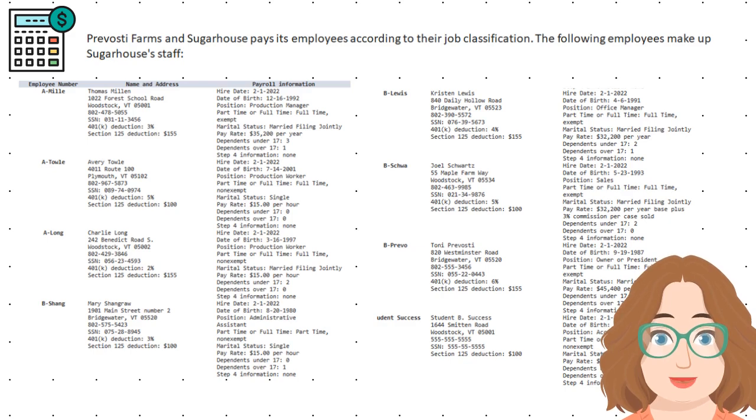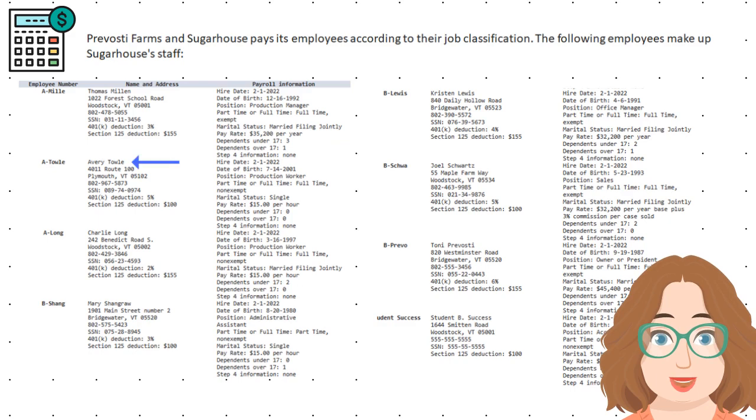For instance, Thomas Millen was hired on February 1, 2022, as were all other employees. He is a production manager and is a full-time, exempt employee. He is married and has 4 dependents. 3 of the dependents are under 17. His pay rate is $35,200 per year.